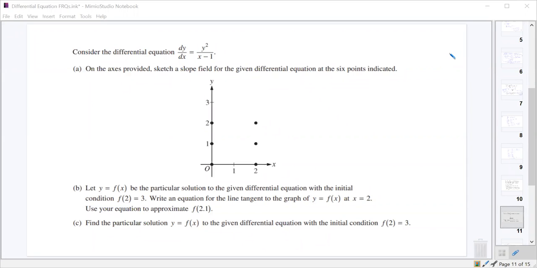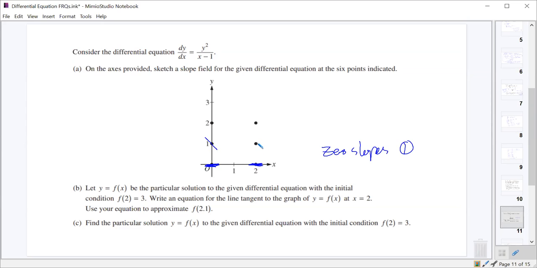So for part A, you just had to sketch the slope field at 6 points. First off, anywhere where y was equal to 0, you should have had a slope of 0. So that'd be here and here. Getting the points that have 0 slopes correct was worth 1 point. And then for the other ones, you just needed to plug in your values. So y was 1, x was 0, should be 1 over -1. And as long as it looks pretty much like -1, you should be good.